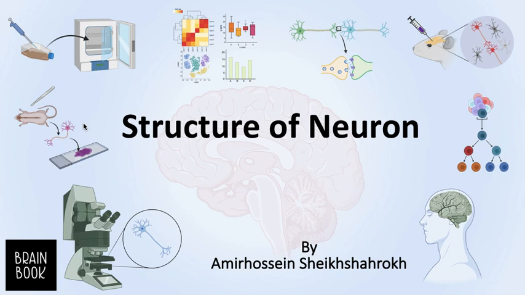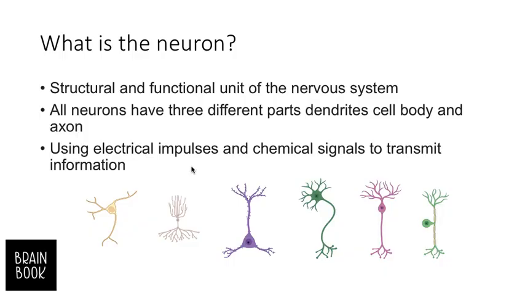In this video, I want to talk about the structure of the neuron. What is the neuron? The neurons are structural and functional units of the nervous system. They all have three different parts including dendrites, cell body, and axon. And they use electrical impulses and chemical signals to transmit information.